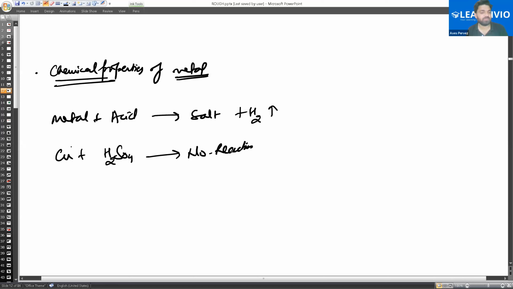There will be no reaction. Why? Because it is a type of displacement reaction. Copper comes below hydrogen in the reactivity series, so copper is less reactive, so it will not react. Got it?